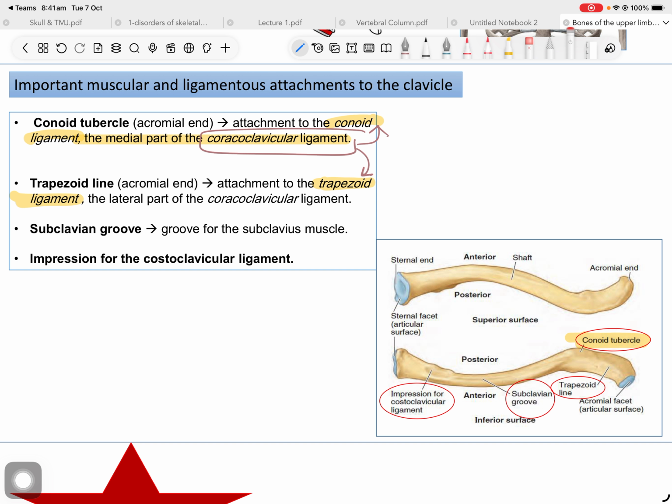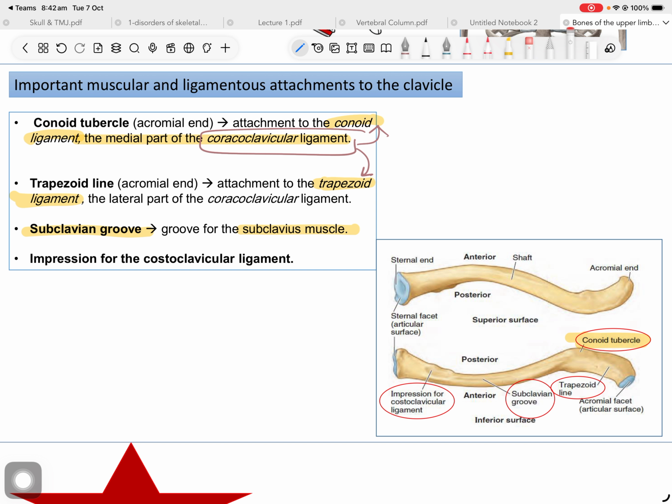Then almost in the middle, I find a groove. We call it subclavian groove. Why? Because I have a small muscle, we call it subclavius muscle. It is attached to this groove. Okay? Finally, at the medial side here, I have impression for a costoclavicular ligament, which is another ligament. Okay, is that here, costoclavicular ligament.